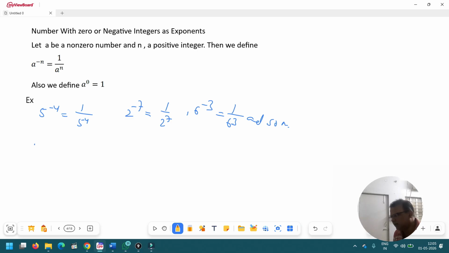Similarly, 2 to the power 0 will be 1, 3 to the power 0 will be 1, or any number whose power is 0 will become 1, and so on.